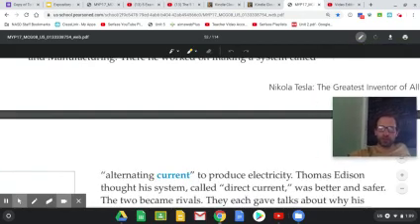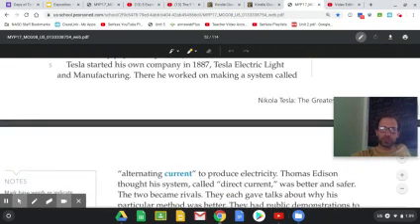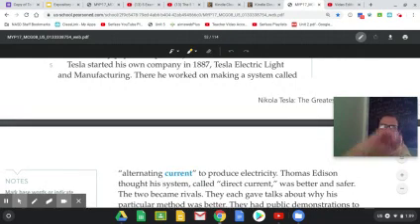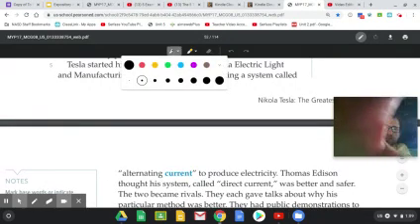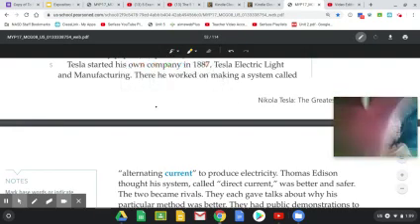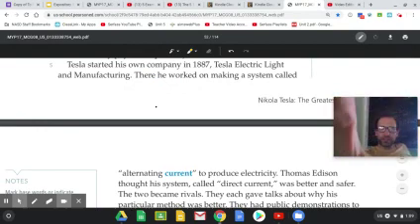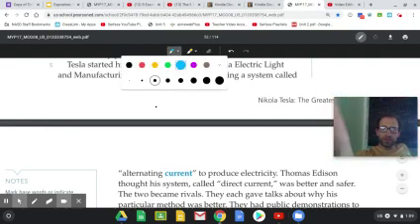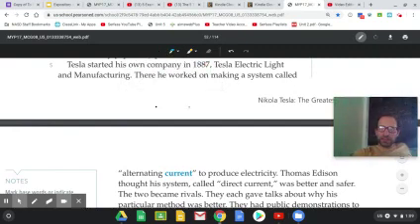All right. So oftentimes when you are trying to determine what the text structure is, a big clue is going to come when you read the topic sentence. So let's take a look at this topic sentence. Blue. There we are. Tesla started his own company in 1887, Tesla Electric Light and Manufacturing. Wow, already, it's placed in time. So this is very much a chronological detail. Let's see if the rest of the paragraph follows suit.